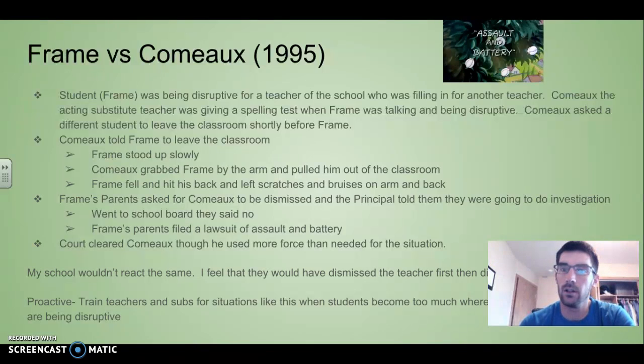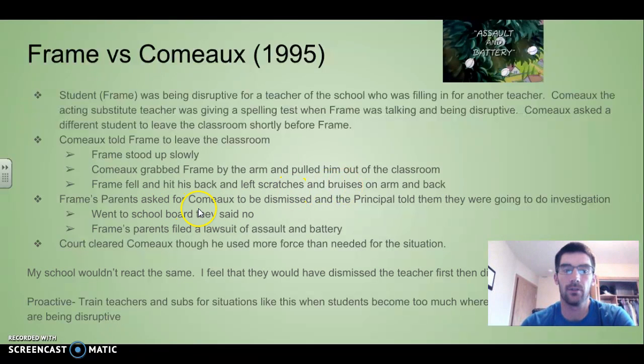Another one continued to be disruptive. He told the kid to leave. The kid kind of gave attitude, kind of got up from his chair slowly. This is when Comex grabbed Frame by the arm and pulled him out of the classroom. Before he got out of the classroom, though, he fell and hit his back on a podium, I believe, and left scratches and bruises on arm and back.